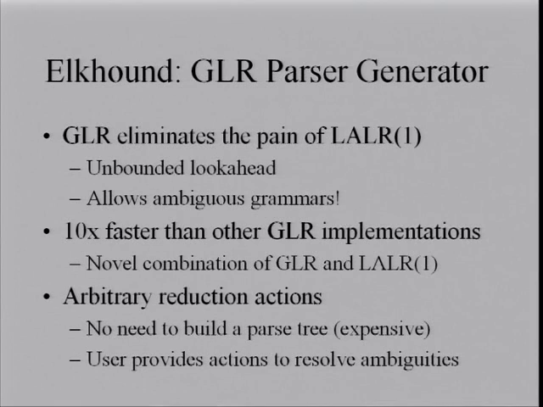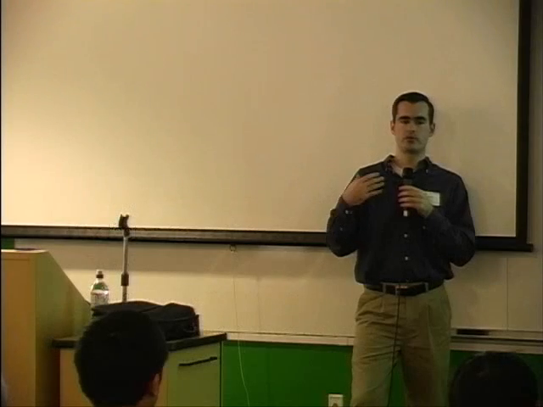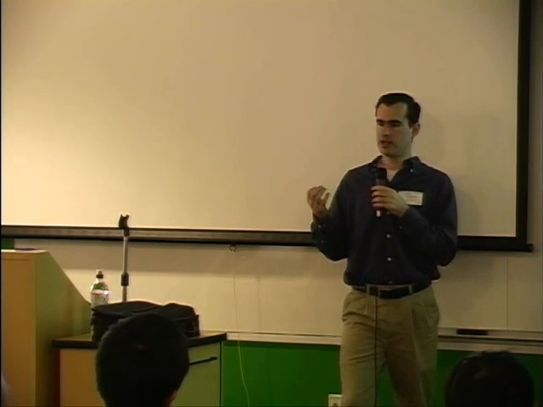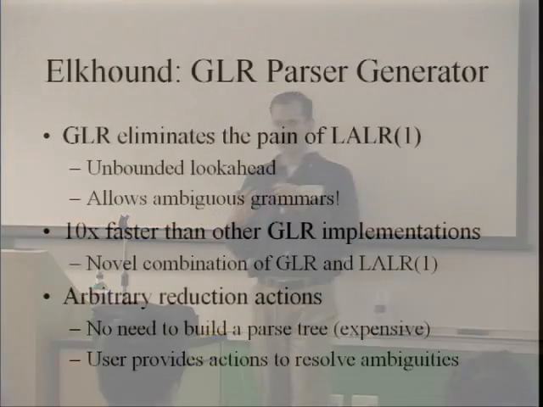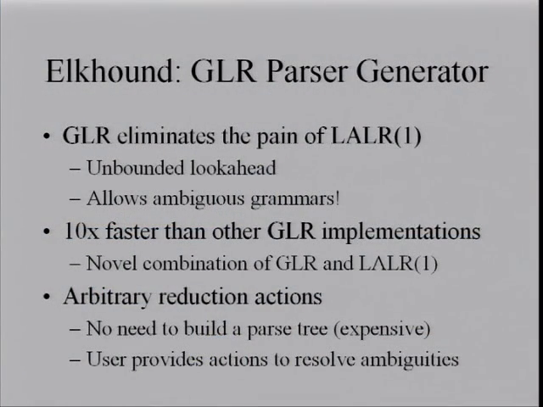Now, GLR has been around for a while. The first main paper was in 1985, but the Elkhound implementation is novel because it's actually 10 times faster than the other implementations that previously existed. And the main reason for this is because it combines GLR and LALR, taking advantage of the fact that for most programming language grammars, the majority of the input can be parsed using the LALR algorithm. And since this is a much faster algorithm, we can use it as long as we can, and then when ambiguities arise, switch to the more complicated algorithm. And so it seamlessly switches back and forth between these two and is therefore competitive with Bison, a conventional LALR implementation, in terms of performance.